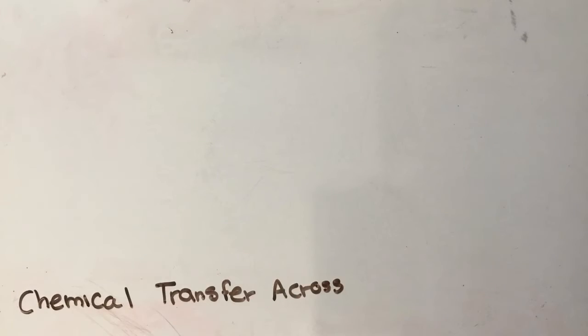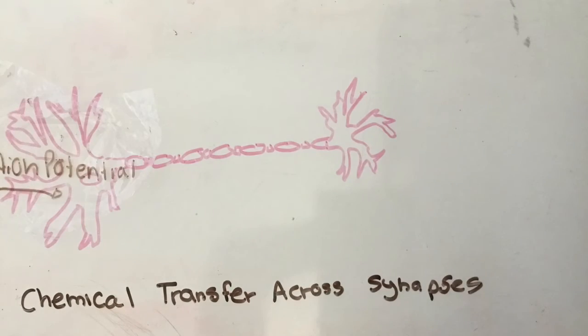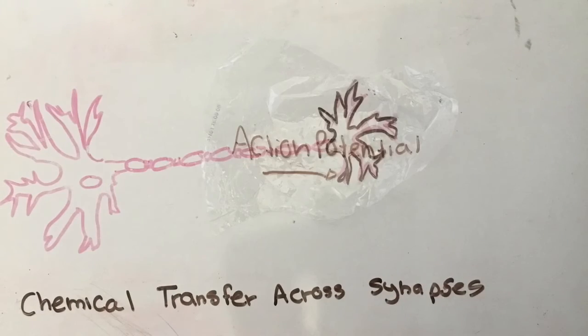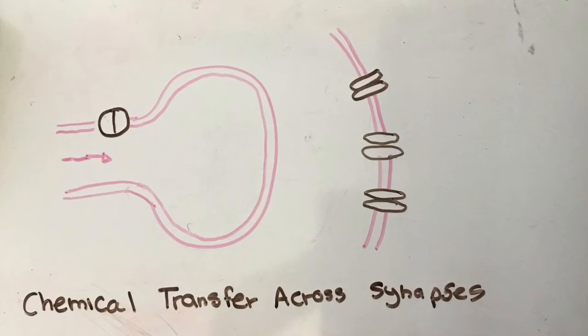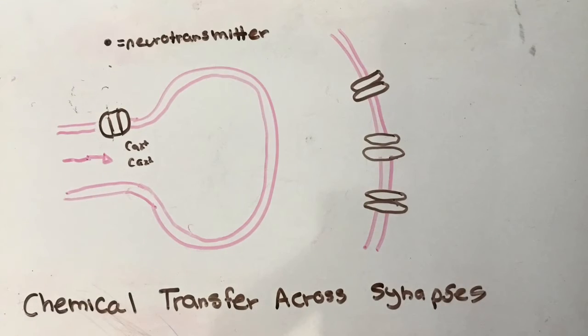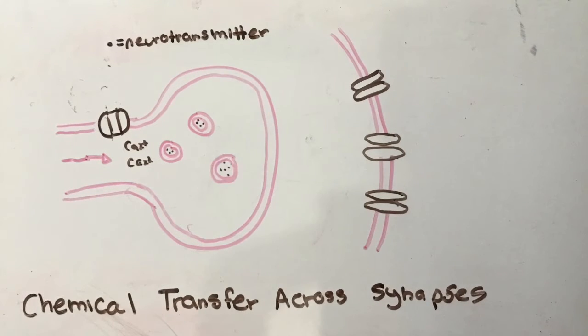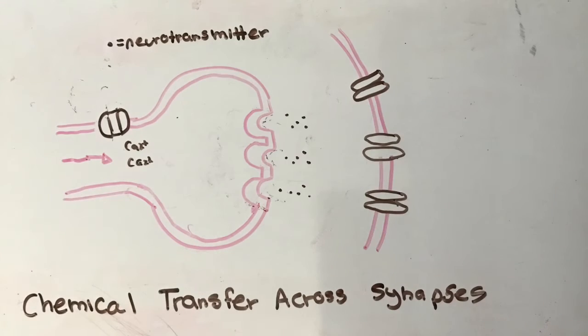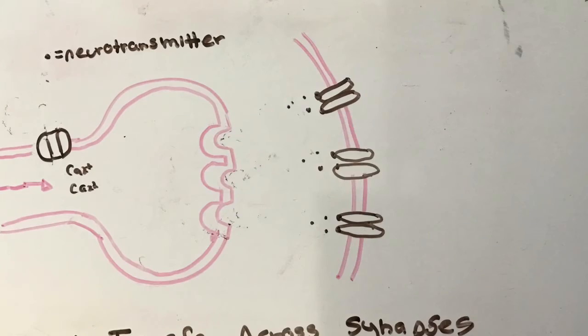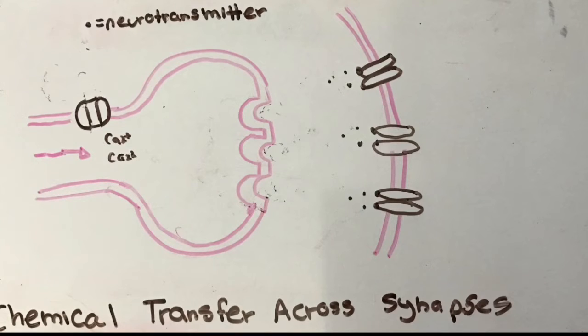After the action potential arrives at the axon terminal, it prompts the opening of voltage-gated calcium channels. Calcium ions diffuse into the cell and trigger the fusion of neurotransmitter vesicles with the plasma membrane. They are released by exocytosis and cross the synaptic cleft. Neurotransmitters bind to their specific neuroreceptors on the postsynaptic membrane. This opens ligand-gated channels.